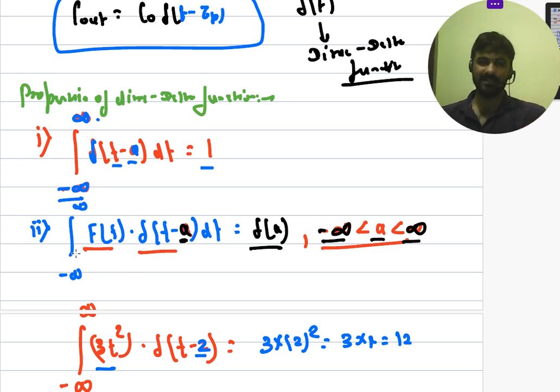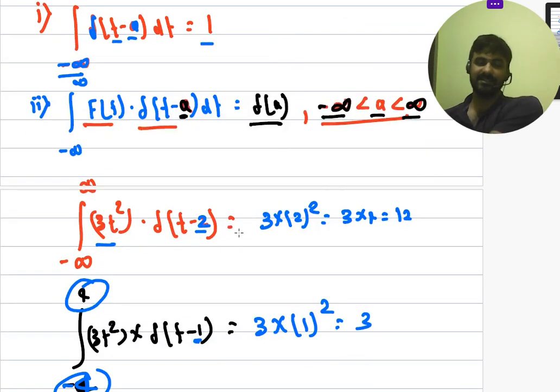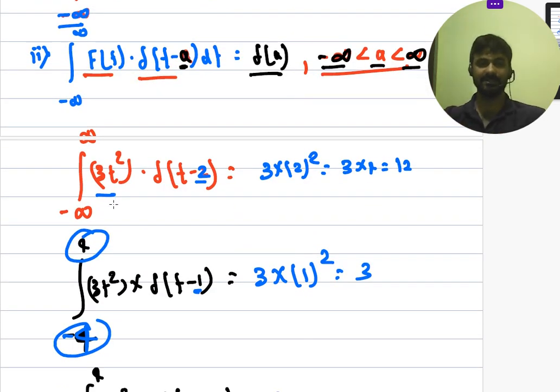Okay, now the second property that is also very important when integrating the Dirac delta function: the integral from minus infinity to infinity of f(t) delta t minus a dt. Here you can see inside the Dirac delta function that t minus a is there, and if a lies between minus infinity and infinity, then the integral value will be equal to f(a). So f(t) will be given to you, and at t equals a you substitute, and you will get the answer.